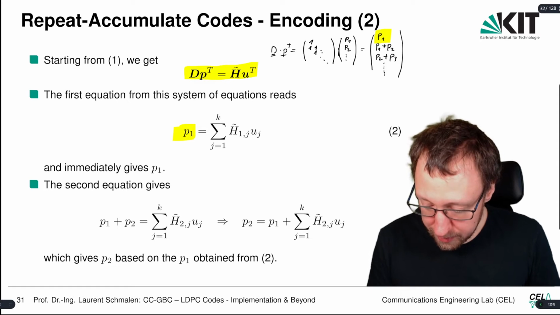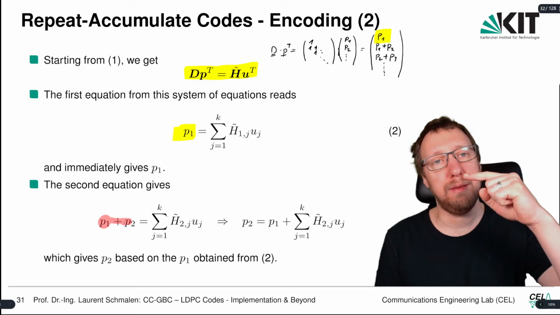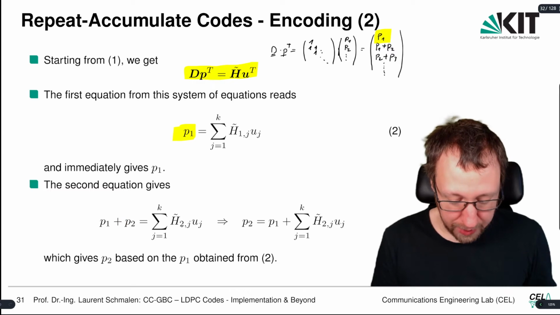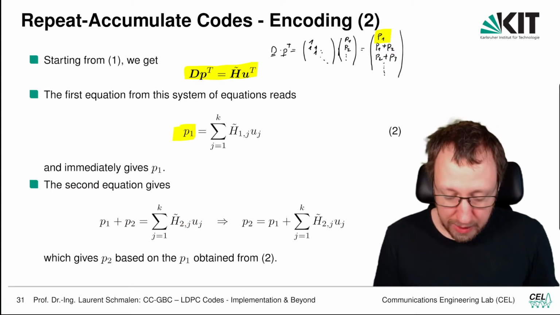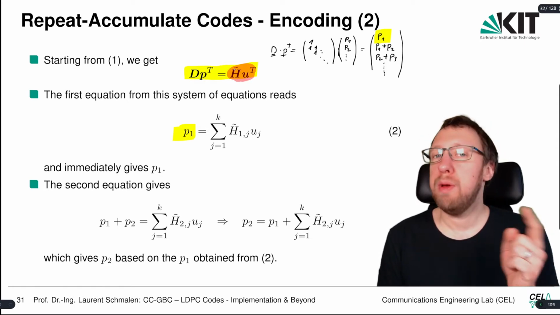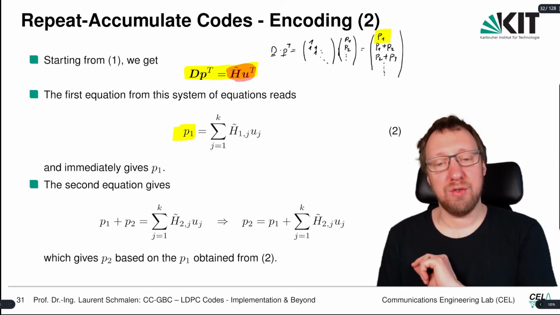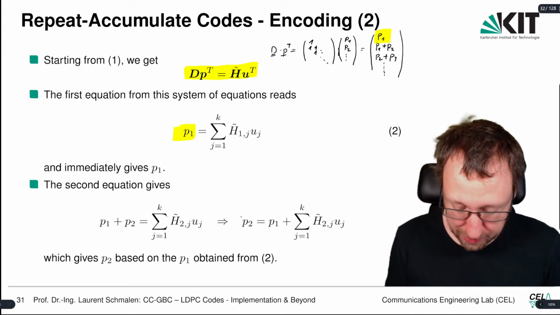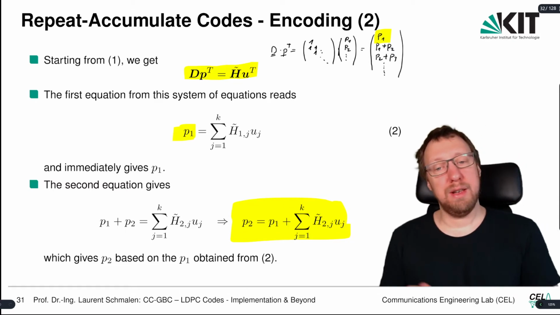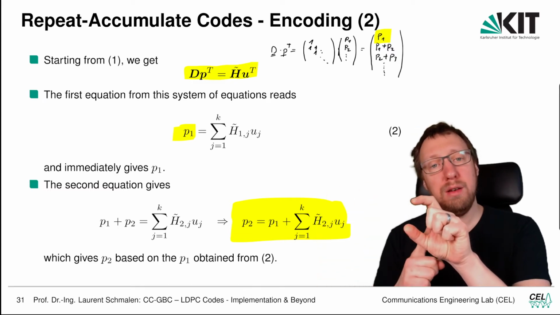Then the second equation gives P1 plus P2. That's the second coordinate of D times P transposed. That's the sum from j going from 1 to k of H2j times Uj. So it's the second coordinate of this vector that's equal to P1 plus P2. So P2 is equal to P1 plus the second coordinate. You take the second coordinate of H tilde times U transpose, you add P1, and you get P2.